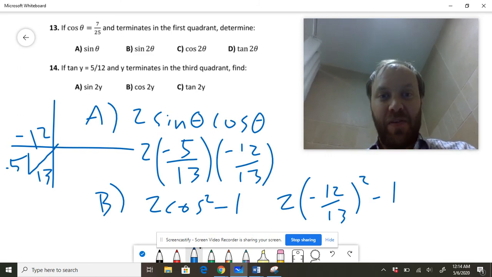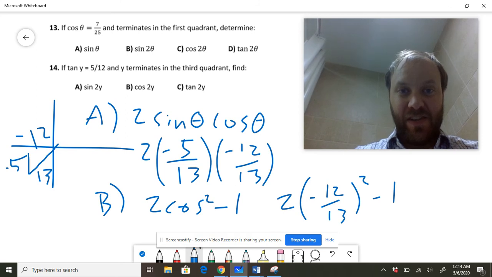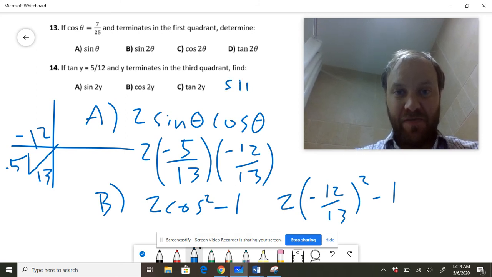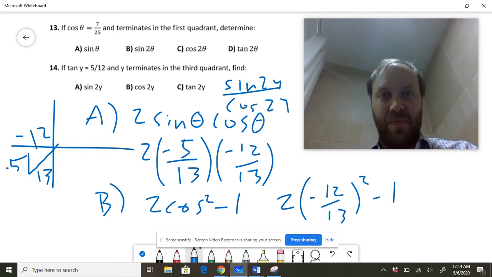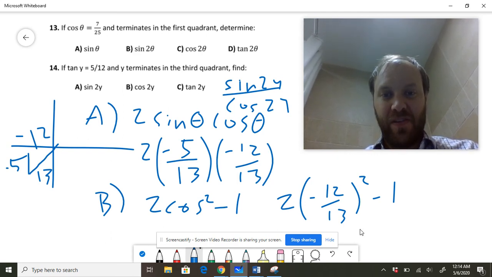And then finally, for the last part there, we know the tangent is just going to be the sine of 2y divided by the cosine of 2y. So you'll just take your two answers that you got for parts A and B, and you can use those to finish those. So that's the basic idea on 14. I'll let you simplify those and finish those out.